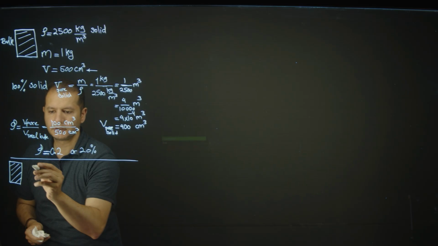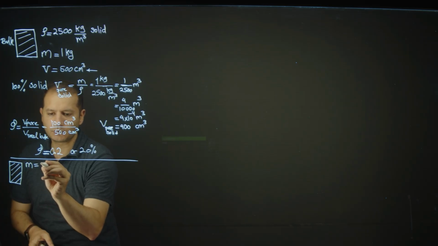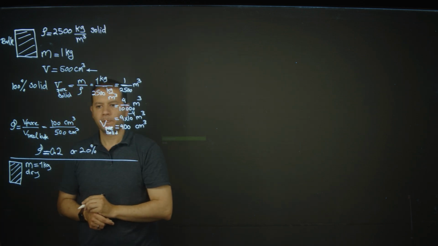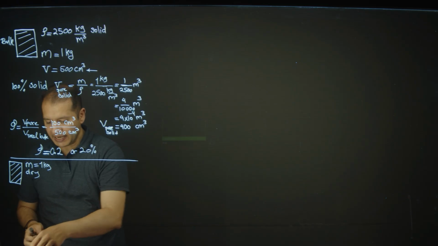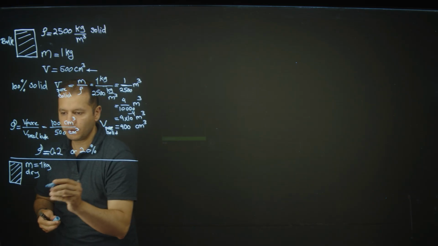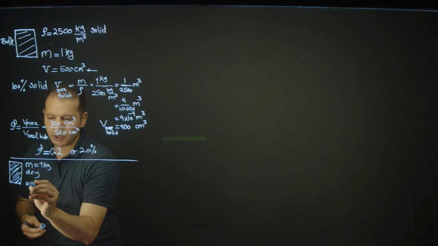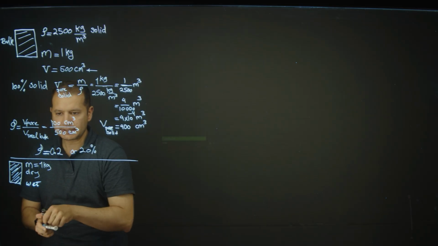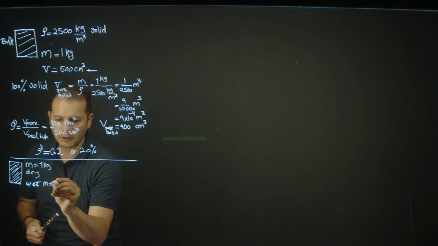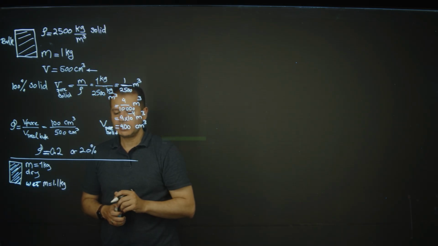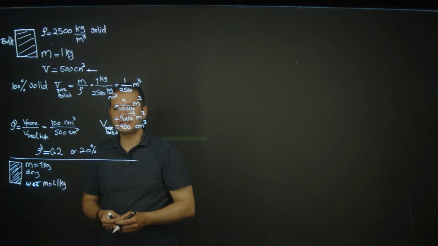The mass of the rock is 1 kilogram if it is dry. Now, I make the rock wet by putting water in it. When I make it wet, the wet rock has a mass of 1.1 kilograms. My question is, what is the volume of the porous space in this rock?